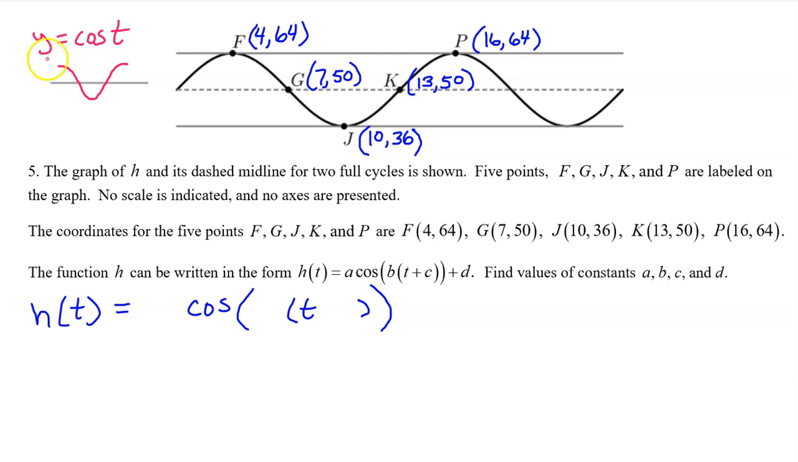One period of the parent function y equals cosine t looks like this. So let's pick one period of h that looks like the parent function. If we pick a period that looks like the parent function, the a value will equal the amplitude, the distance between the midline and the highest value. 64 minus 50 is 14, so the a value is 14.